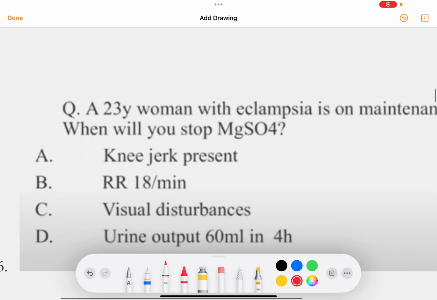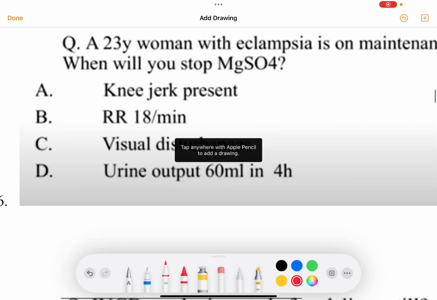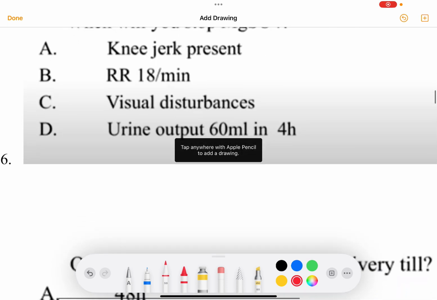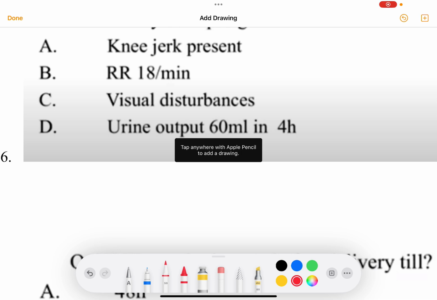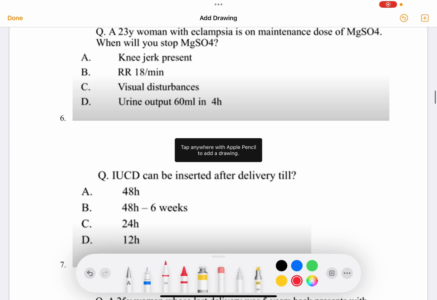So the question asks, when will you stop magnesium? When knee jerk is present, you will not stop. Respiratory rate 18, you will also continue. Visual disturbances is not a contraindication, but urine output of 60 ml in 4 hours, that is less than 100 ml, is a contraindication for your magnesium sulfate. So answer will be answer D.